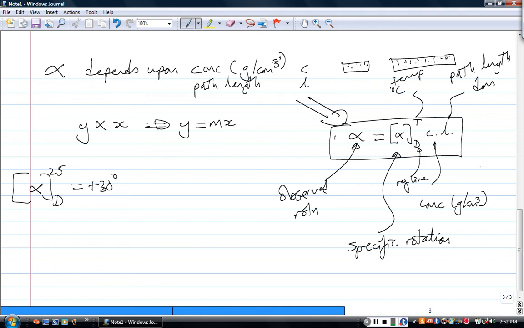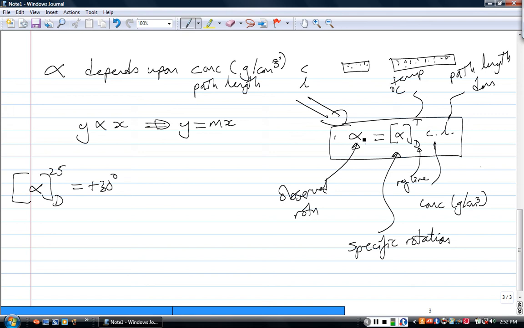That would imply, for example, that if I ran the sample at 25 degrees Celsius using the D line of sodium at a concentration of 1 gram per mL in a cell of 1 decimeter, the observed rotation will be plus 30, right? Now, on the other hand, if I made my sample have a concentration of, say, 2 grams per mL, and the path length was 1 decimeter, and my alpha TD was still plus 30, then the alpha is going to be plus 60.